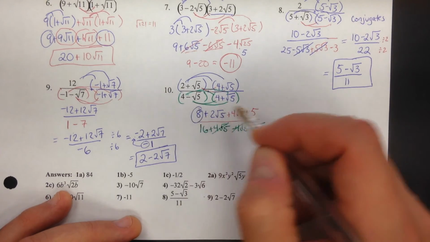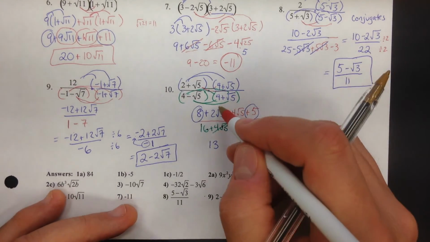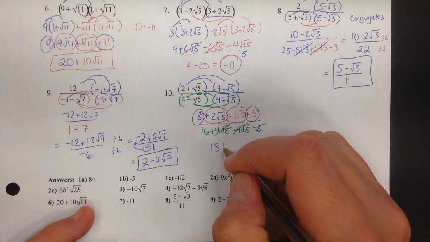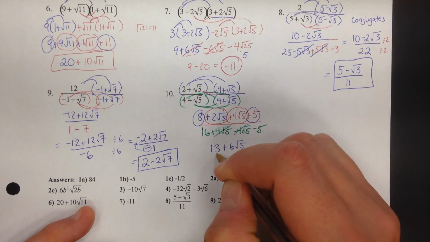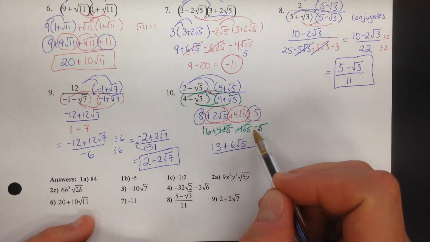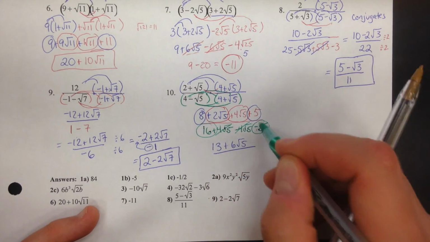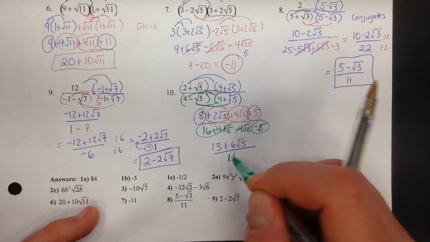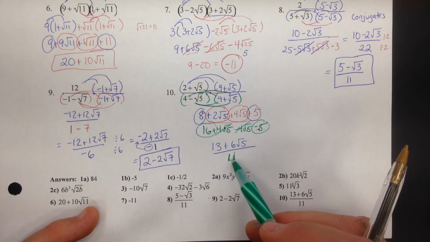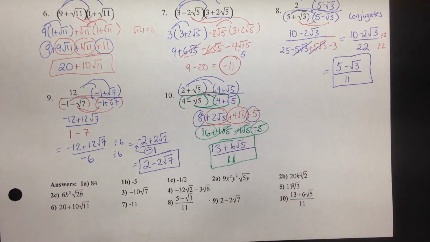So on the top we have 8 plus 5, 13. We also have 2 root 5 plus 4 root 5, so that's 6 square root 5, over, in the bottom, 16 minus 5, which is 11. And in this case, there's nothing that goes into 13 and 6 and 11 except for 1. So that means this thing is already good.